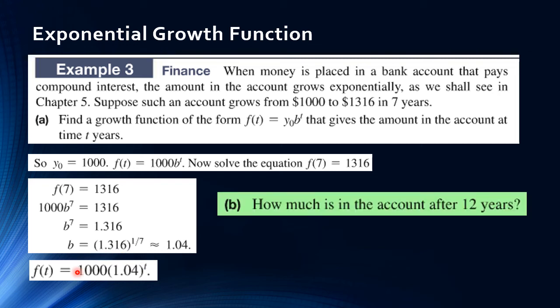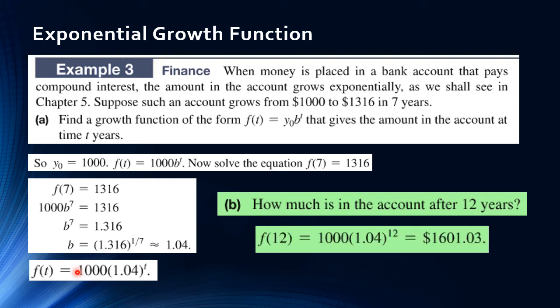This is just saying how much is in the account after 12 years. We plug in 12 and we get that amount. $1,601.03. I'm not going to do that. That's a pretty straightforward calculation. The hard part here is calculating the value of b. And a key thing here on this slide again is when you're trying to figure out how to get rid of that exponent, raise both sides to the reciprocal. If this was an 8, we would raise the right side to 1/8 power to get the value of b.